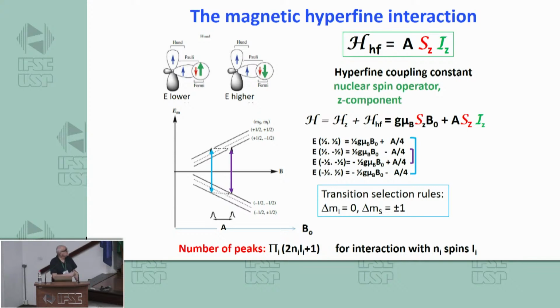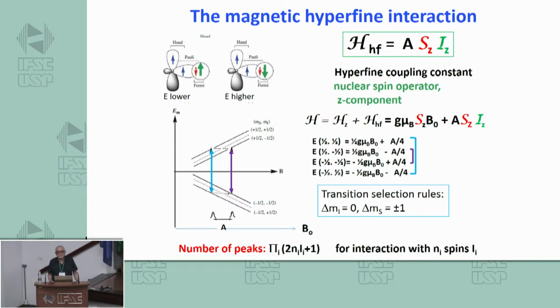Okay, so this is the simplest situation in which one electron spin interacts with one nuclear spin. Now, if one electron spin interacts with several nuclear spins, one can calculate the number of peaks with this simple formula. It's basically the product of 2 times the number of nuclei the electron spin interacts with times the spin quantum number of the nucleus plus 1, when we have N spins with quantum number I.